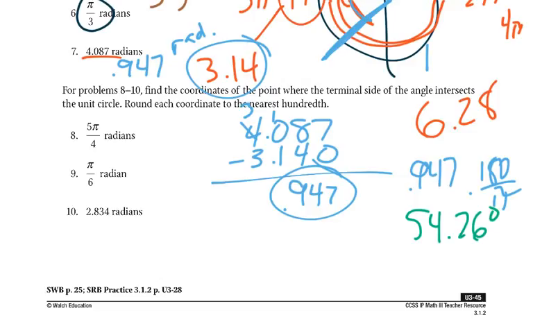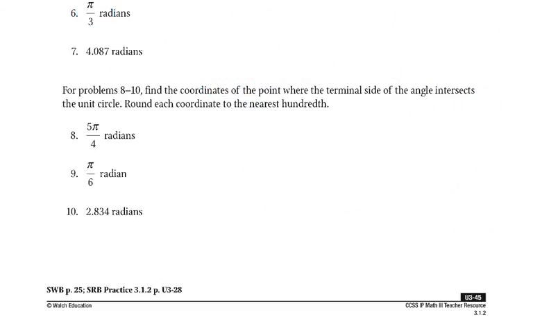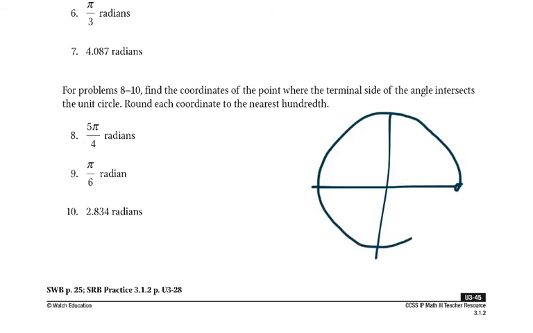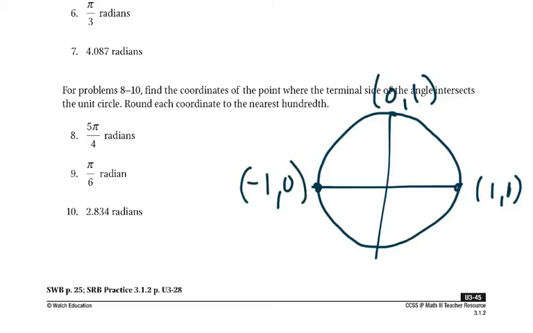Alright, 8, 9, and 10 say find the coordinates of the point where the terminal side of the angle intersects the unit circle. Round each coordinate to the nearest hundredth. So now we're getting even trickier. Knowing that for our unit circle, this point is 1, 0, 0, 1. And this is building into stuff that we'll do later. Negative 1, 0, and 0, negative 1.